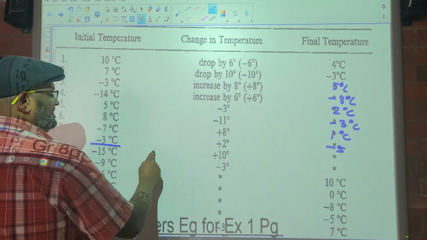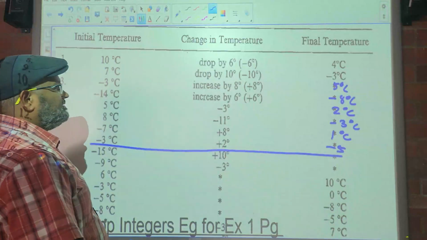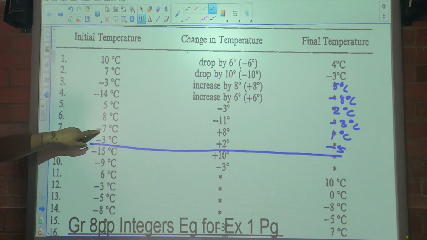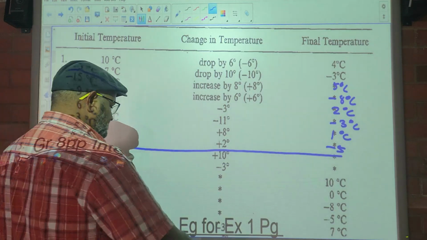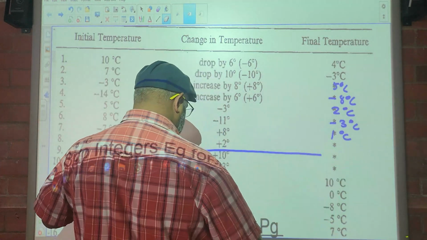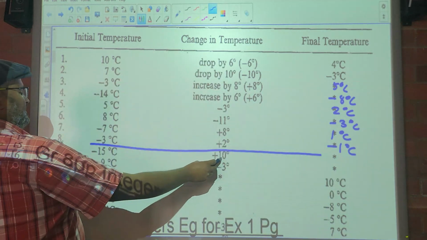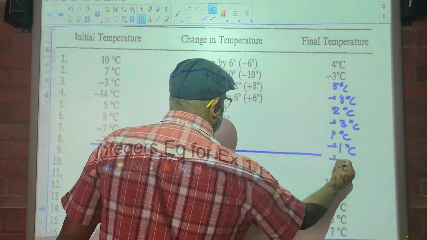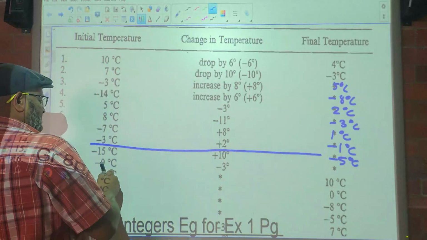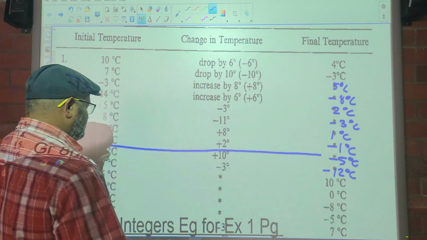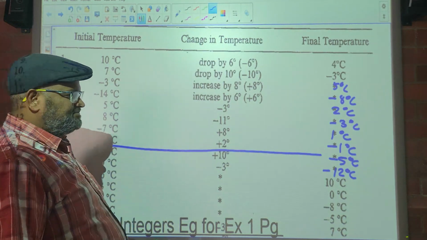Am I in the right line here? No. That is 2, 3, negative 3, 1. This is negative 1, not so. Negative 1 degree Celsius. The next one was negative 15 plus 10 is negative 5 degrees. Negative 9 minus 3 is negative 12 degrees, not so. Then from 6 to 10.